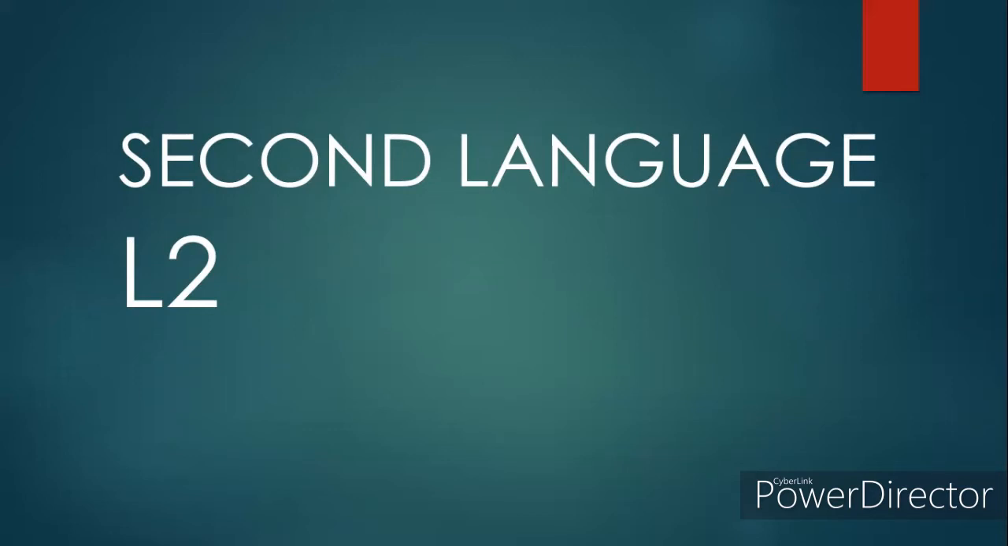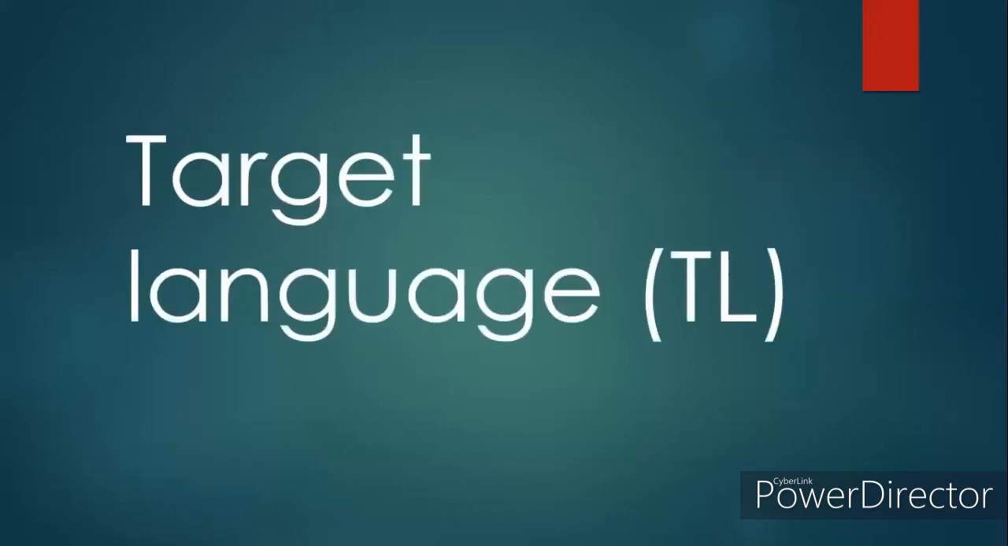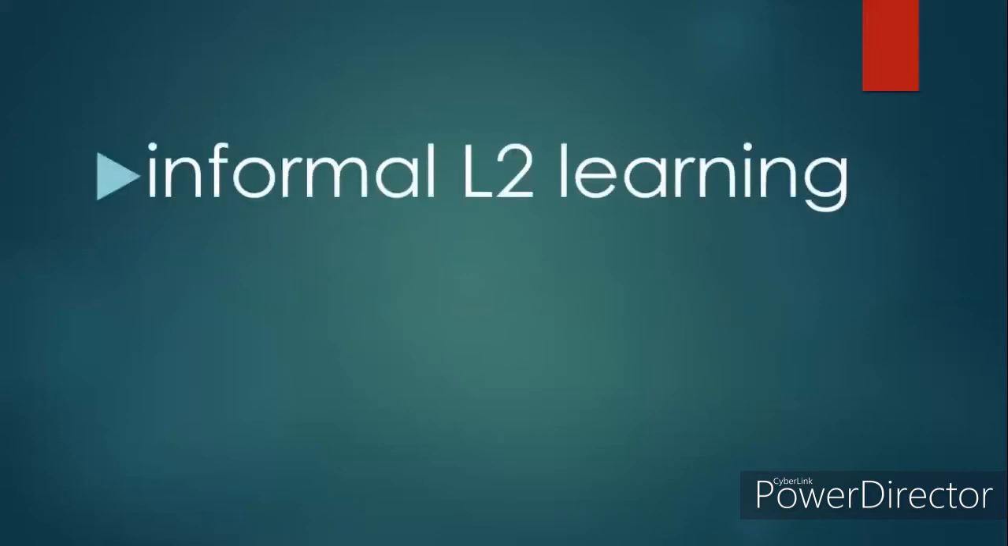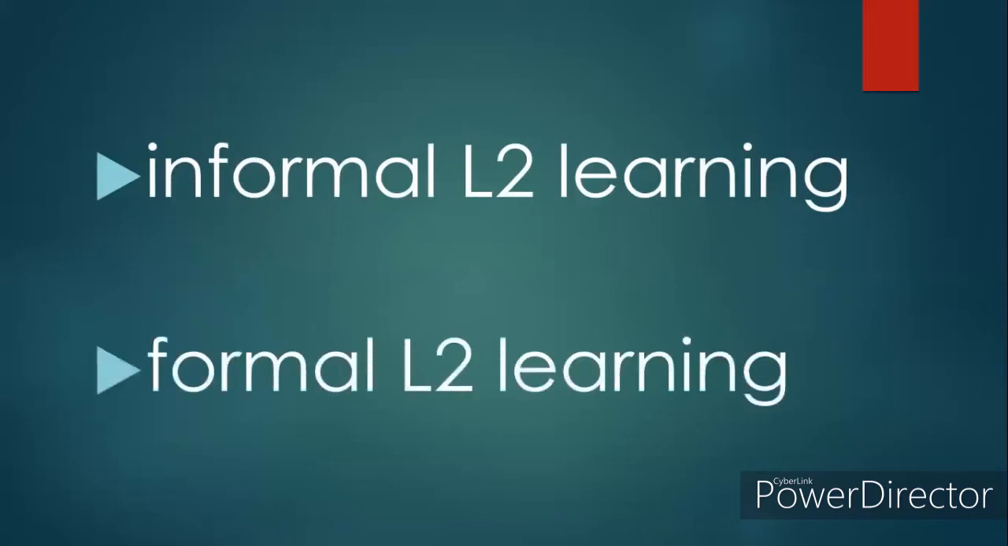It is also commonly called target language or TL, which refers to any language that is the aim or goal of learning. Now, the scope of this discussion is informal L2 learning, which takes place in naturalistic contexts, and which I will be explaining later, and formal L2 learning that takes place in classrooms. And there's also the combination of the two, L2 learning that involves a mixture of these settings and circumstances.